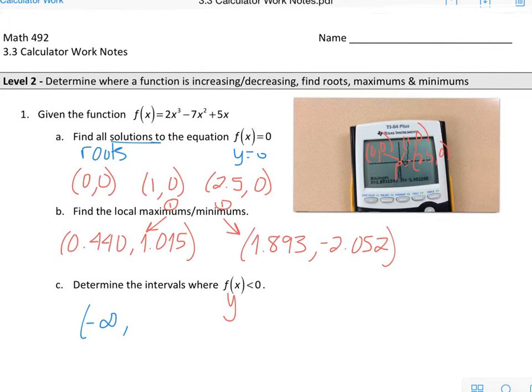So the intervals where f of x, or our y value, is less than 0 are from negative infinity to 0. Then again from 1 to 2.5. And this is how we go about solving all the level 2 problems.